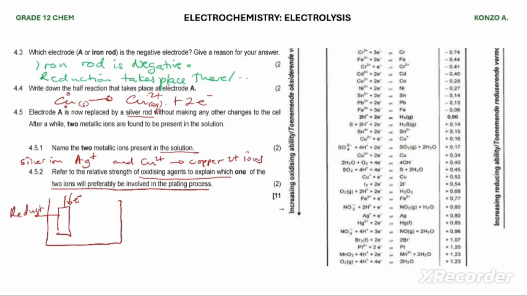Reduction. Okay, so we want to reduce whatever it is that's coming from the other electrode. So it could be copper 2 plus, or it could be the silver. So we want to see which one of these two is going to get reduced ahead of the other, or preferably get reduced.